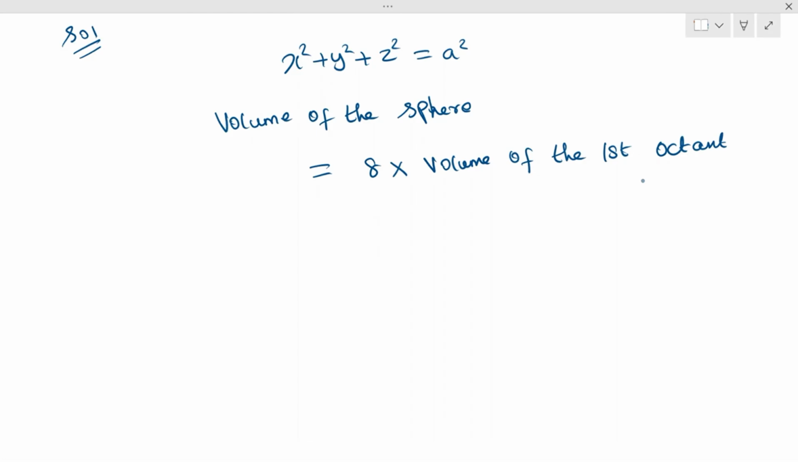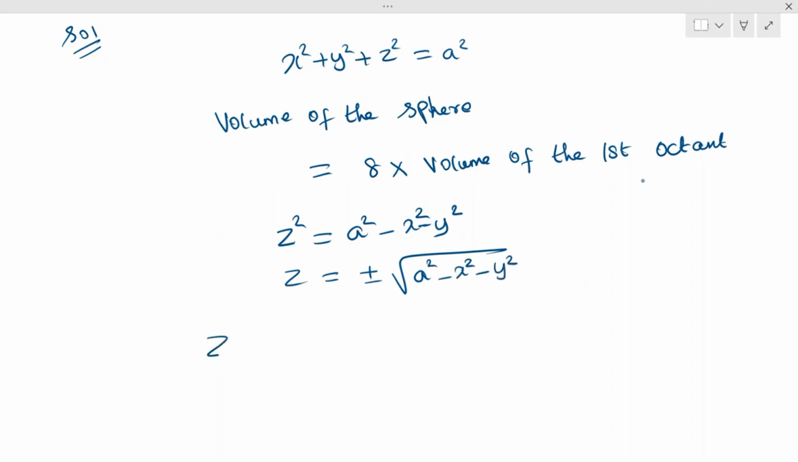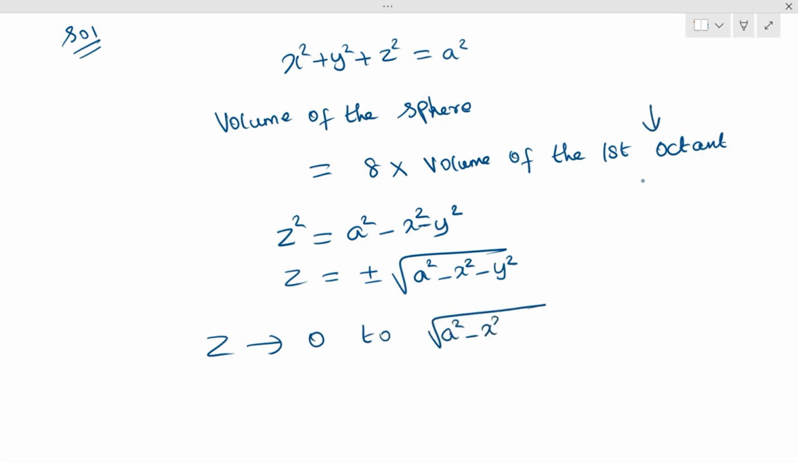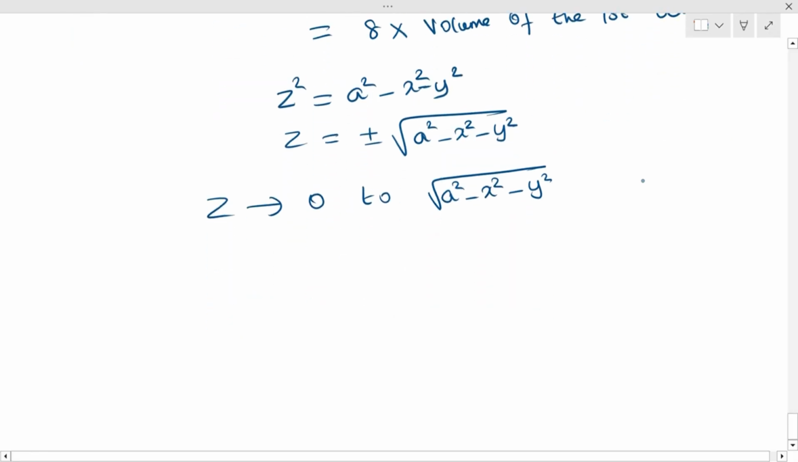Okay, now we have to find out the limits. From the given equation, find z in terms of x and y. So z equal to plus or minus root of a square minus x square minus y square. So z varies from 0 to, because we consider only the first octant, 0 to root of a square minus x square minus y square. So this is the limit for the variable z.